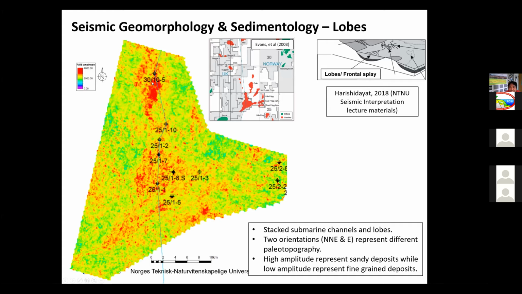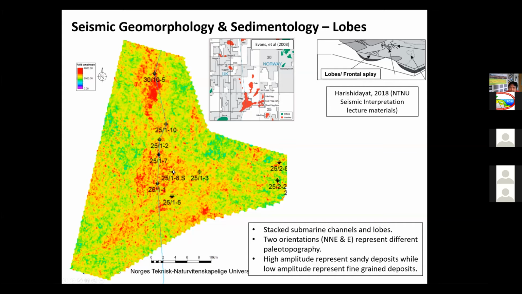So these lobes are also stacked with a submarine channel system. So it is stacked between lobes and channels, and it is prograding to the northeast direction to this area here. And then we have two orientations of the sediment pathway. One is to the north, and the other one is to the east, because it has a different paleotopography. And again, the high, bright, isolated amplitude represents this sandy deposit.